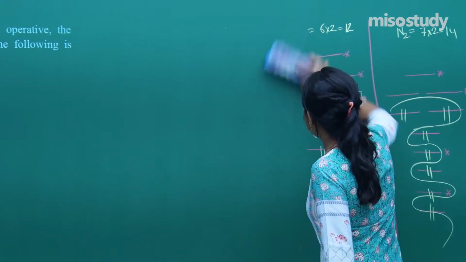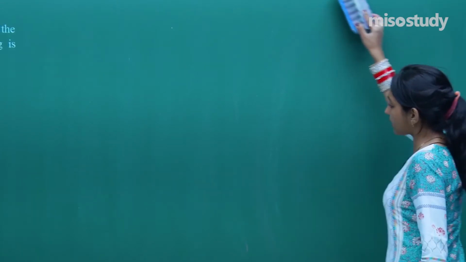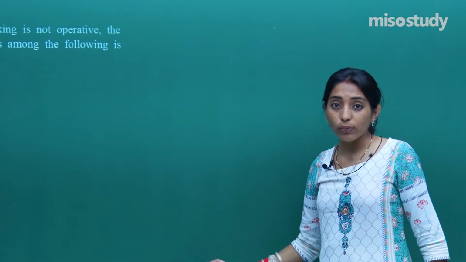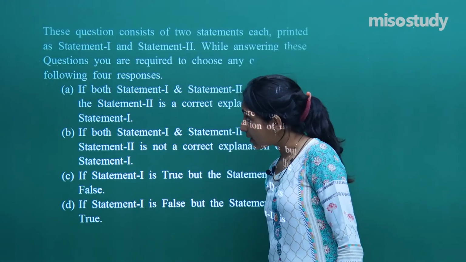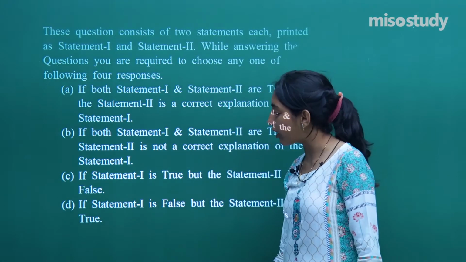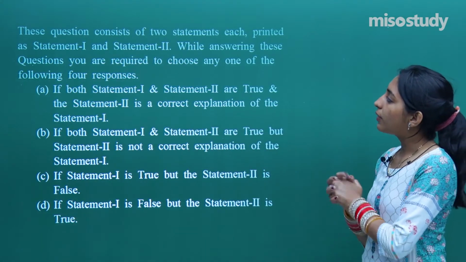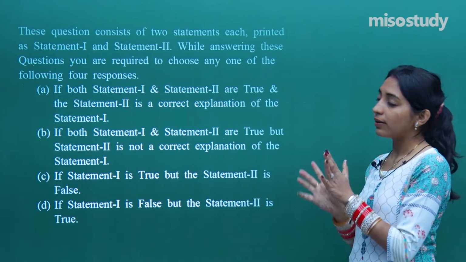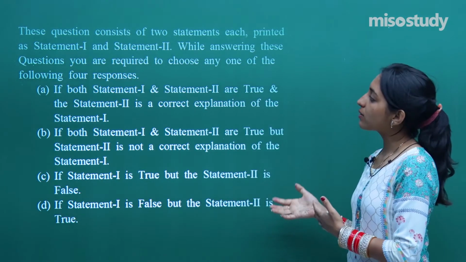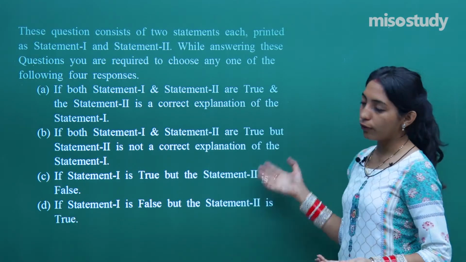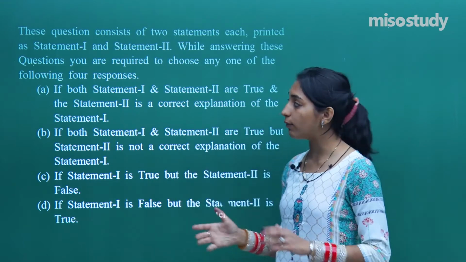And now the first part of the session is over since half of the questions we have covered. Now we need to proceed to the second half. Okay, so that is just an idea given to you that the next question will consist of 2 different statements. Each will be printed as statement 1 and statement 2. While answering these questions, you are required to choose any one of the 4 responses. You know these statement type questions, but for those who do not know, I am reading it out.